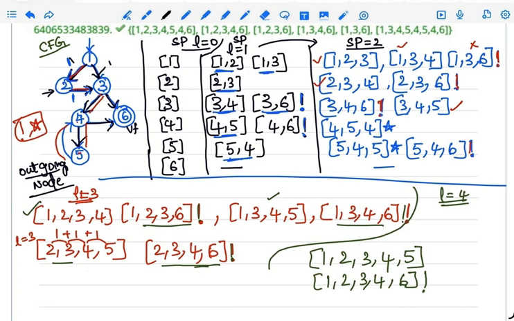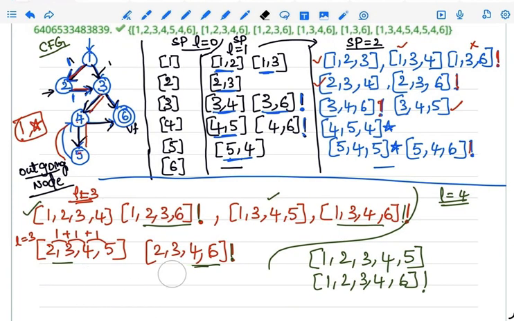See, for example, if we extend this one, 2, 3, 4, 5, 4, 5, again 4, right? 4 is repeated at the intermediate nodes. This is not a simple path. Repetition of nodes is only allowed at the starting node and the final node.